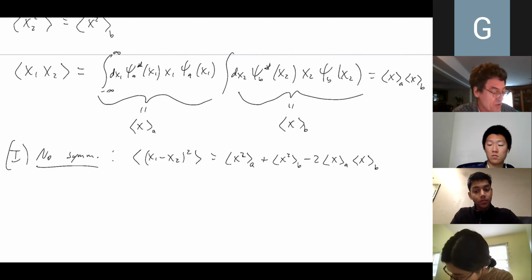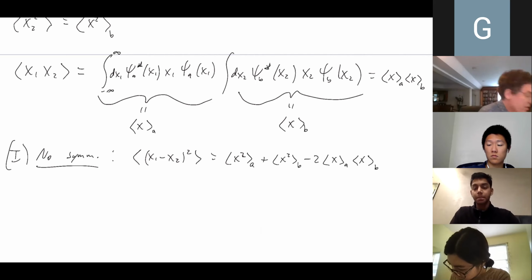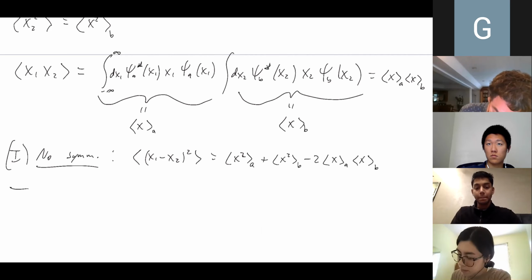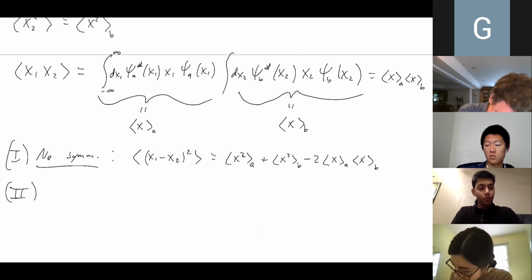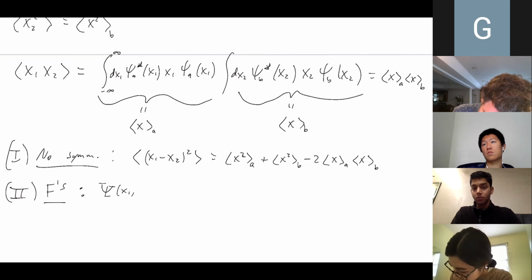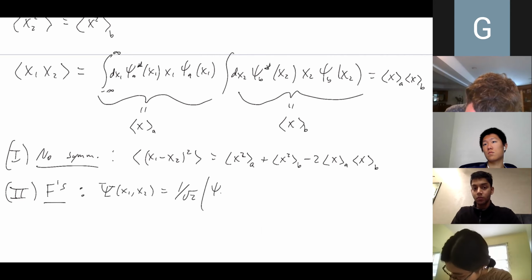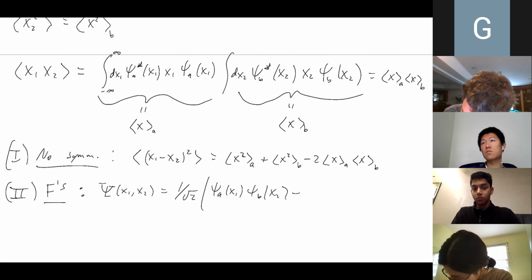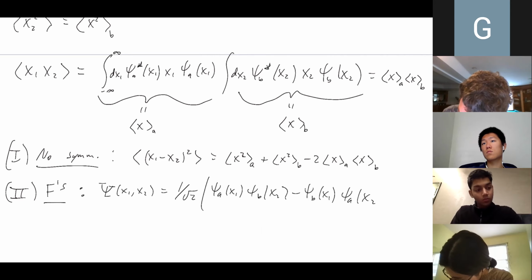So now we want to calculate the exact same quantity for case 2, the case of indistinguishable fermions. I'll remind you that the wave function now looks different: it's 1 over square root of 2 times psi a of x1 psi b of x2 minus psi b of x1 psi a of x2. Okay, that's our wave function now.